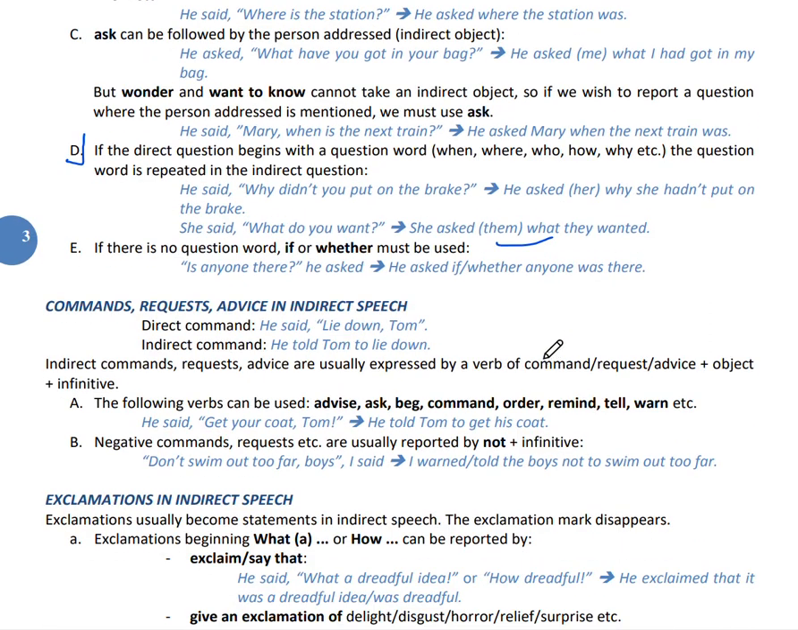Great. And now, in here, if there is no question word, if or whether must be used. If there is no question word, for example, "Is anyone there?" He asked if anyone was there. Great.